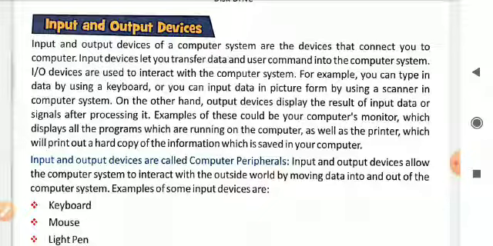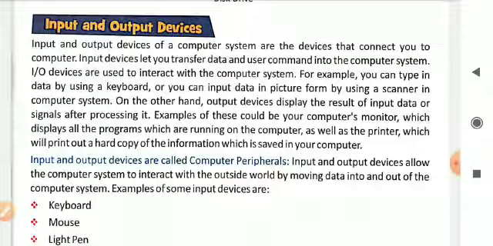For example, if we want to type our data, we use the keyboard, and if we want to input data in picture form, we can use a scanner in the computer system. On the other hand, output devices display the result of input data or signals after processing it. After processing our data, it shows our result on an output device.